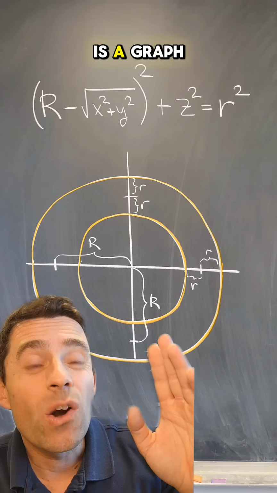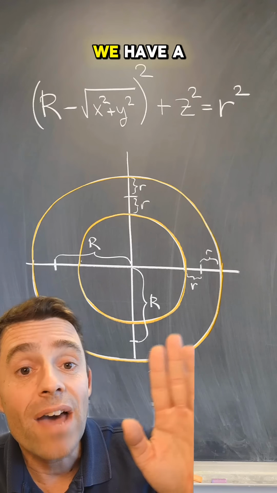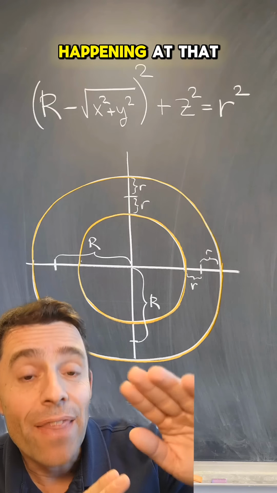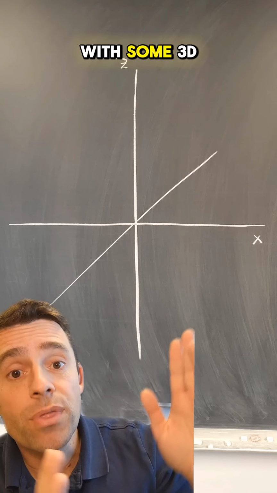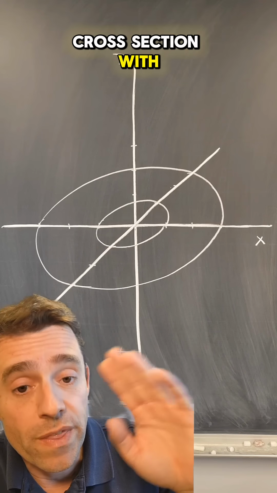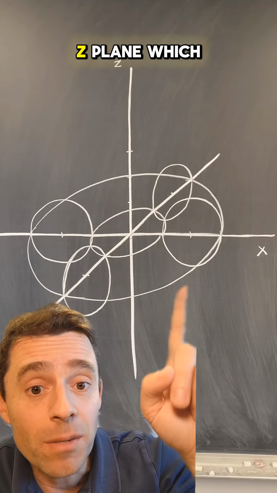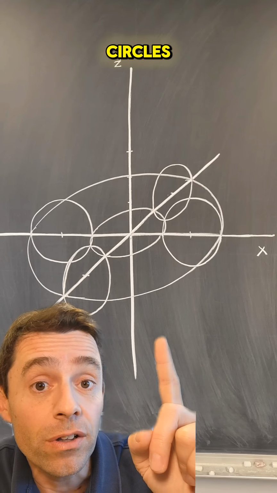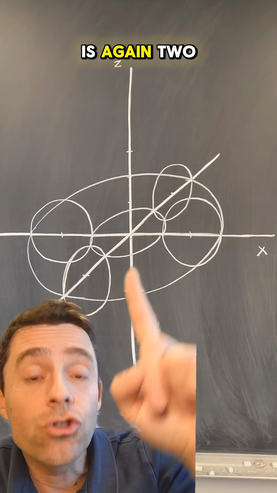And this here is a graph of the cross-section of the donut with the XY plane, so we have a sense of what's happening at that level. Now for the 3D plot, I'm going to start with some 3D axes. And in the first step, I'm just going to plot the cross-section with the XY plane. Next, I plot the cross-section with the XZ plane, which is actually two circles, and the cross-section with the YZ plane, which is again two circles.